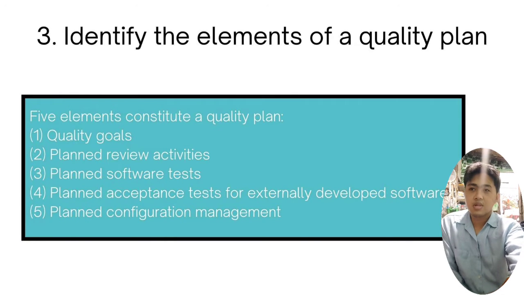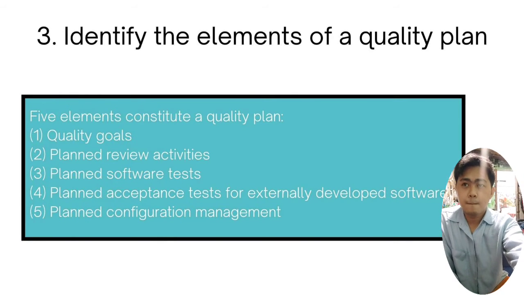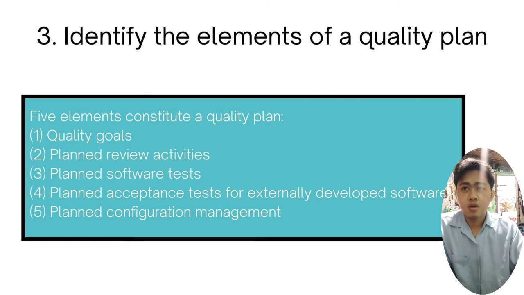The third question is: identify the elements of a quality plan. The 5 elements that constitute a quality plan. First is quality goal. Second, plan review activity. Third is plan software test. Fourth, plan acceptance test for external development of software. Fifth is plan configuration management.